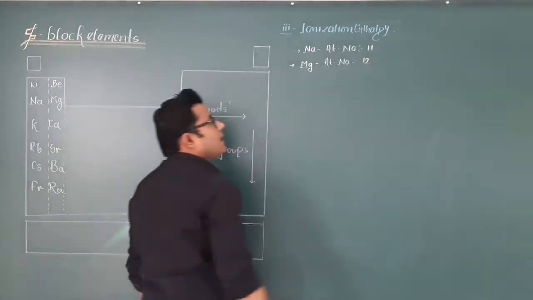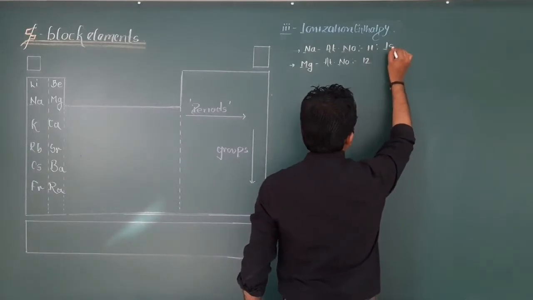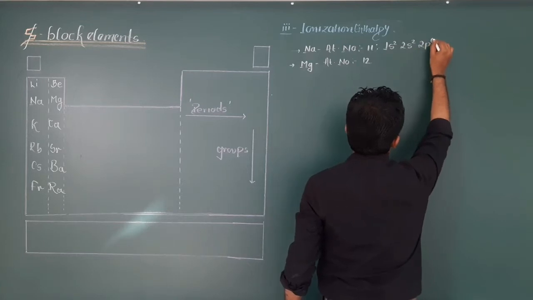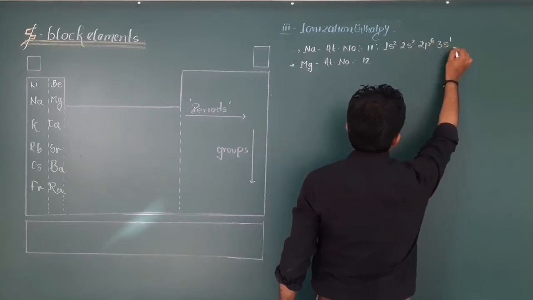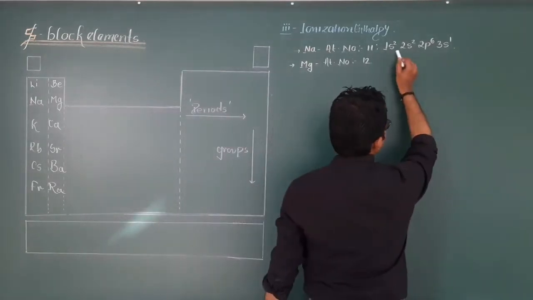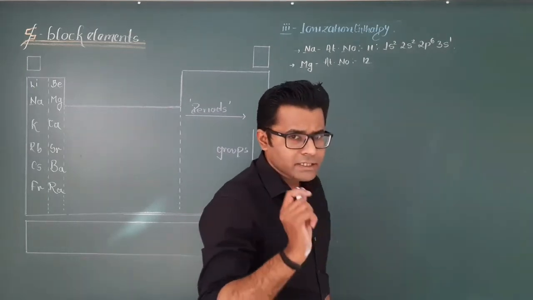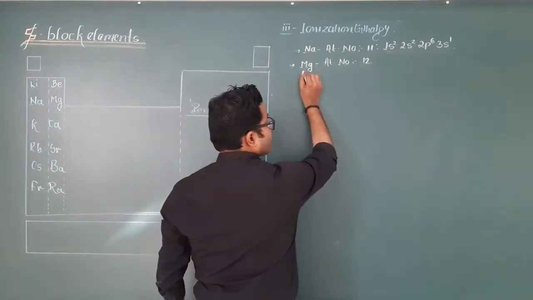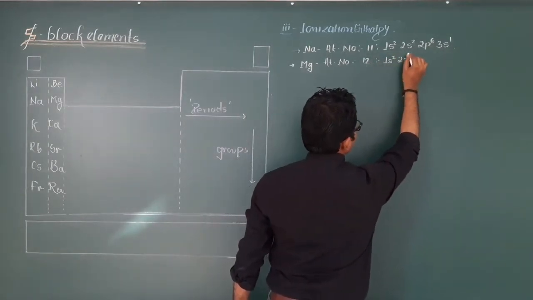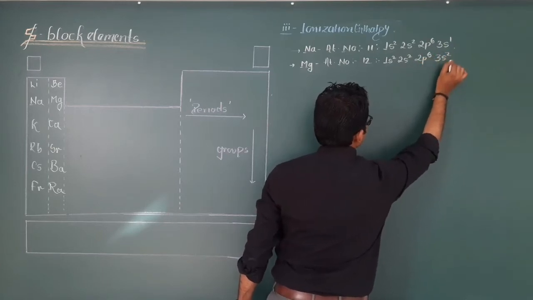Okay, now let's observe the electronic configuration. 1s2, 2s2, 2p6, 3s1. This is what we have for sodium. 11 electrons should be there, so 2 plus 2, 4, 4 plus 6, 10, 10 plus 1, 11. Correct? Now, coming forward with magnesium, the electron configuration is 1s2, 2s2, 2p6, and finally 3s2.